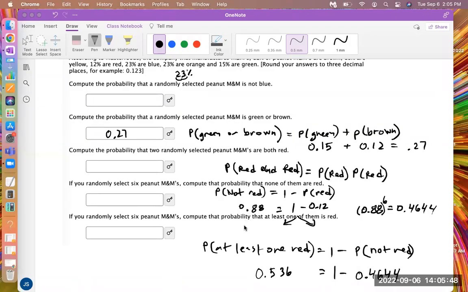See how valuable that is: the probability of at least one red is equal to 1 minus the probability of it not being red.